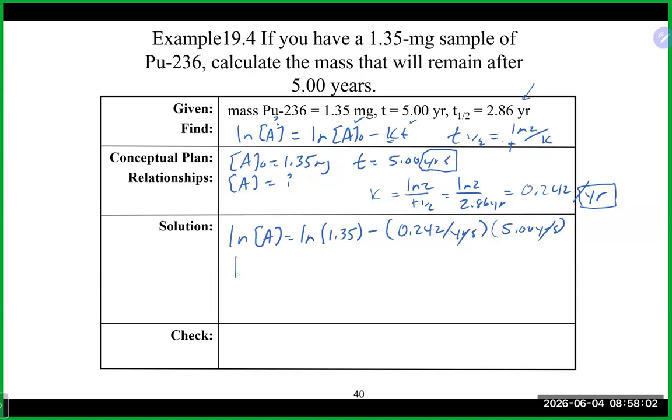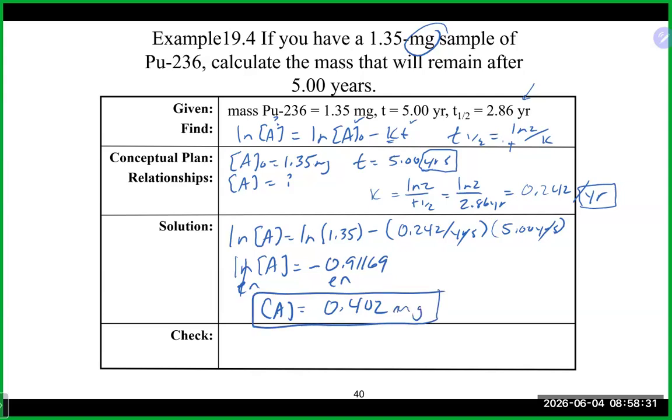That's going to get us the natural log of A is equal to minus 0.91169. We're going to e both sides to get rid of the log. And that will get us how much is left over after 5 years. It looks like perhaps 0.402. The units of this will end up being the same units as the initial amount, so these are milligrams in this case. Any questions on that one? Nice little first order kinetics review there.